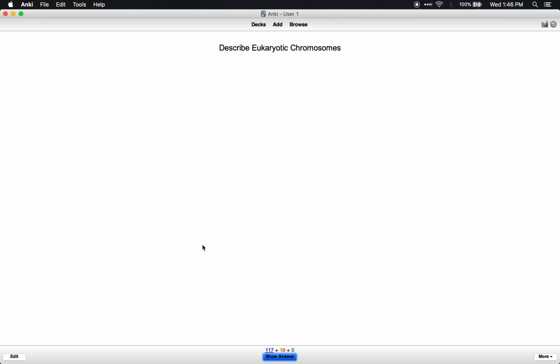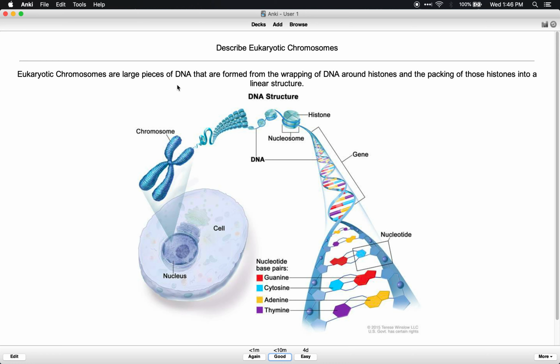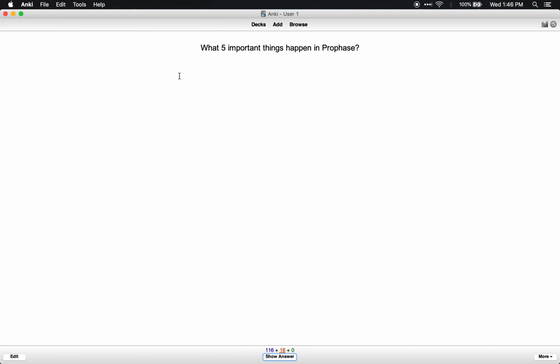Describe eukaryotic chromosomes. Large pieces of DNA. I think these are combined, which is interesting. Eukaryotic chromosomes are large pieces of DNA that are formed from the wrapping of DNA around histones and the packaging of those histones into a linear structure. Okay, so eukaryotic chromosomes basically contain histones.